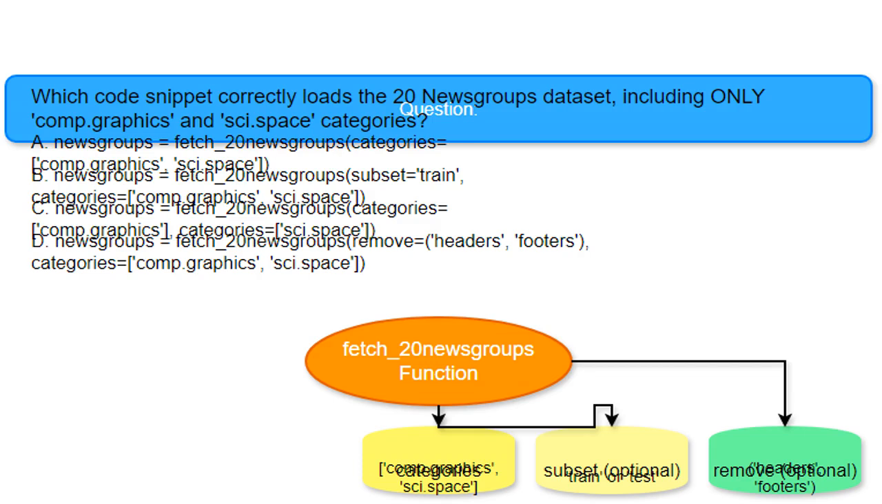This describes the overall topic: selecting data from the scikit-learn 20 newsgroups dataset. Scikit-learn is a popular machine learning library in Python. The 20 newsgroups dataset is a collection of newsgroup posts used for text classification tasks.